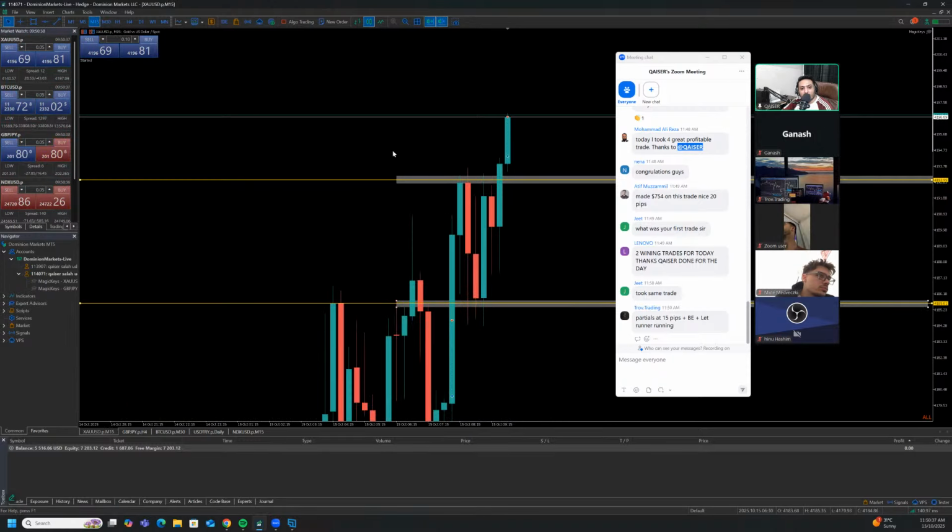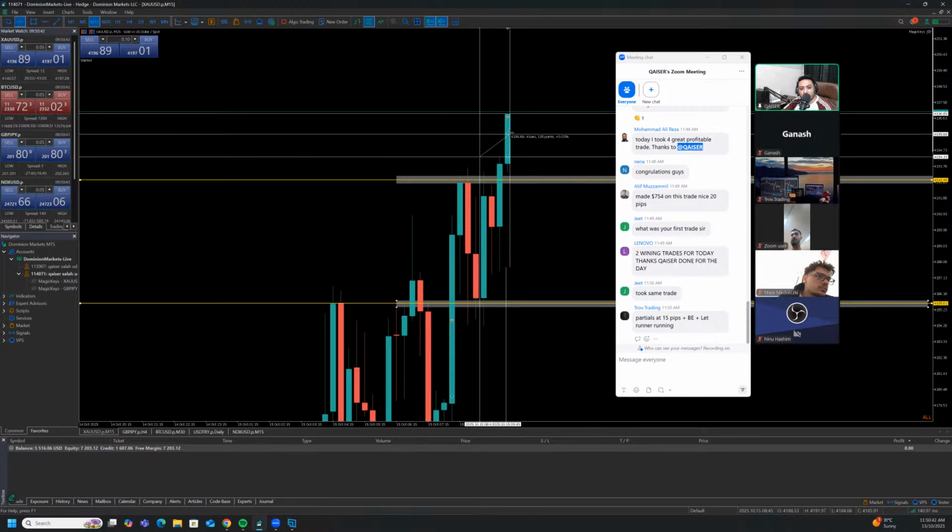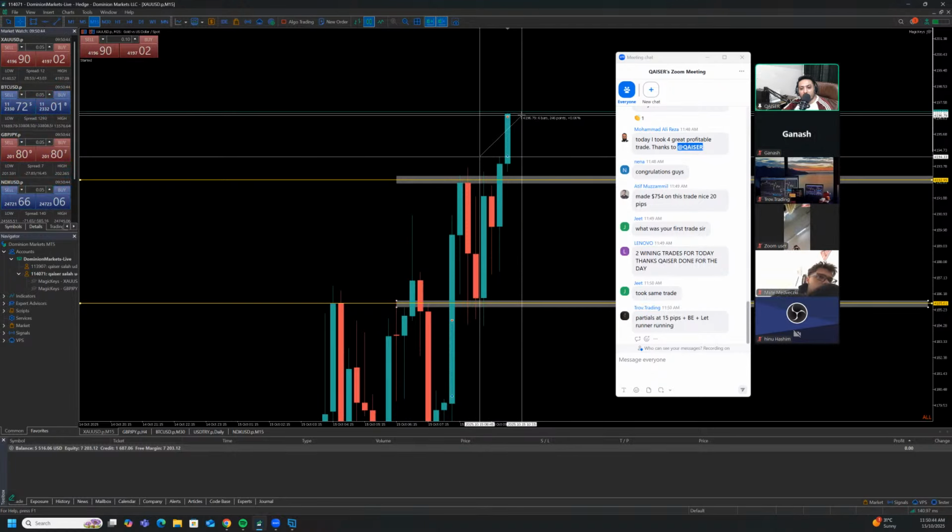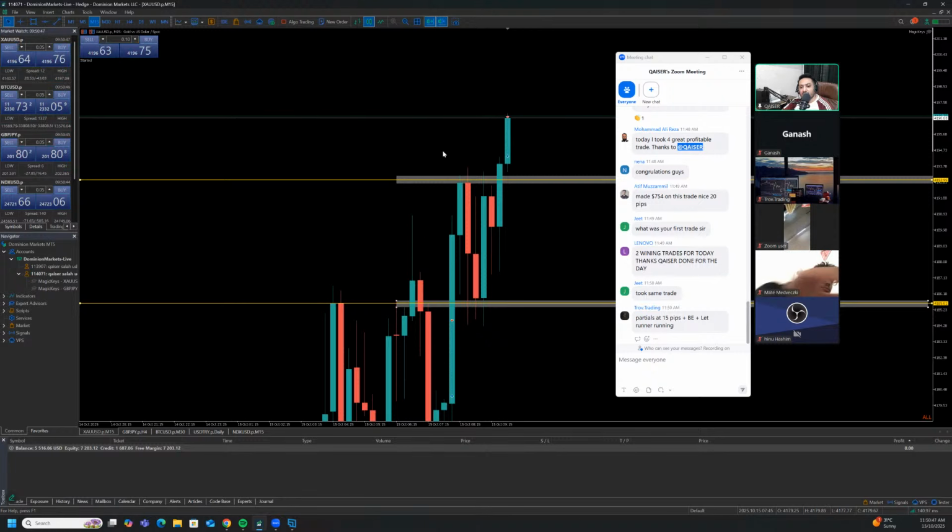Depending on the volume, the 50 minutes closed above the resistance, and the next candle created a weak break above the high, and we grabbed like 24 pips. Yeah, such a beautiful day, I would say.